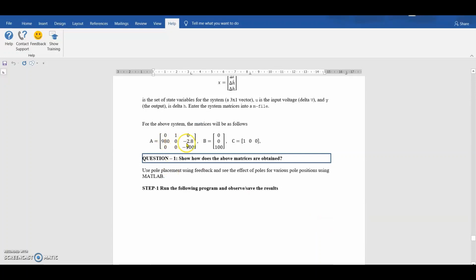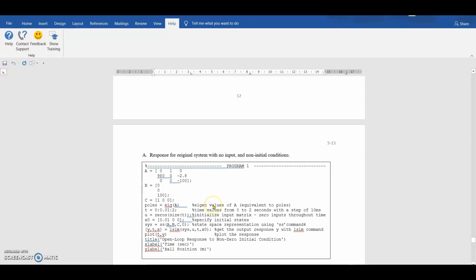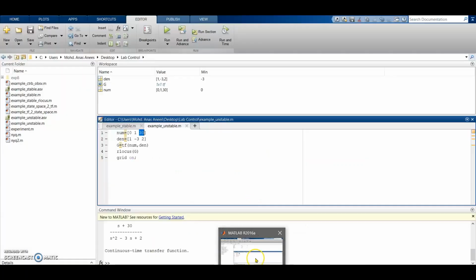Now once these ABCD matrices are obtained, we have to see the response of the original system with no input, that is, input 0, and non-zero initial conditions. So this is wrong here; this should be non-zero initial conditions. So let us go to this program in MATLAB.